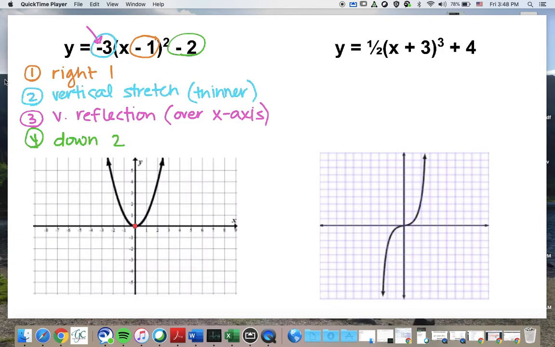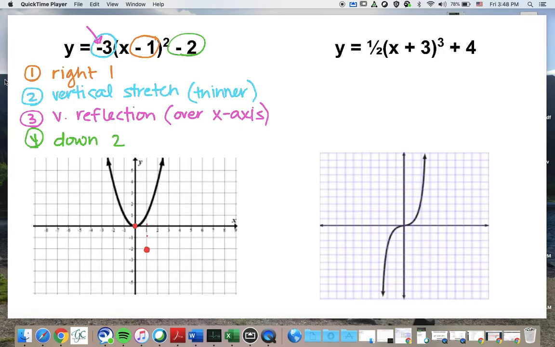So our vertex currently is at 0, 0 here. We'll move it right 1 and down 2. So now it's down here at 1, negative 2. And then to sketch the rest of the graph, we need to make sure we draw a thinner parabola so that we apply that vertical stretch.